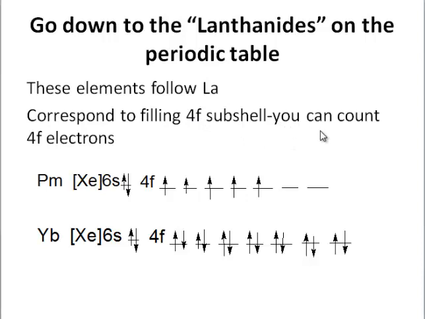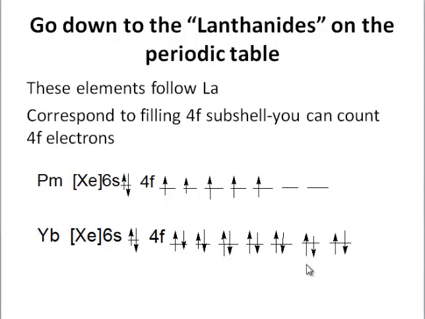You can count 4f electrons. Now, you have to be a bit careful when you do this. You have to start counting back at lanthanum, then jump down to the lanthanides. So in the case of promethium, there are 5 4f electrons. In the case of ytterbium, if you count, there are 14 4f electrons. And that completes or fills the 4f subshell.